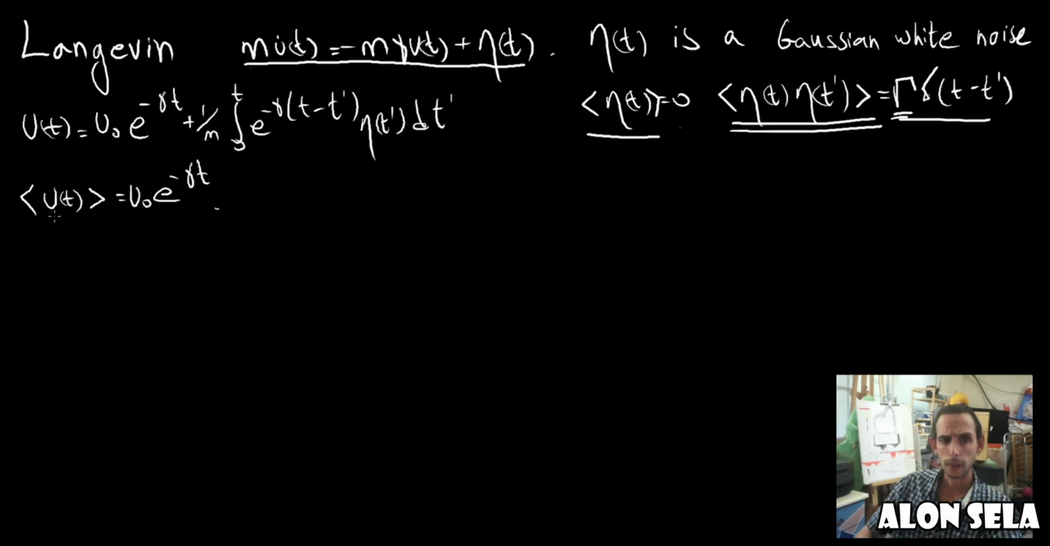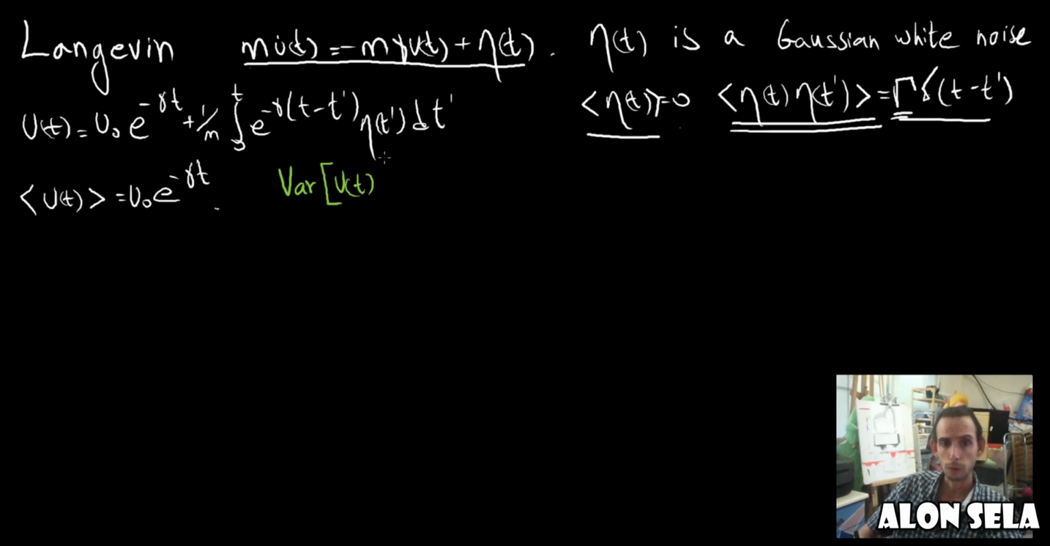We also saw that the expectation of the velocity at time t is equal to some initial velocity v0 times e to the minus gamma t. And today we are going to continue by finding the second moment. So basically we want to find the variance for the velocity, the variance for v at time t.